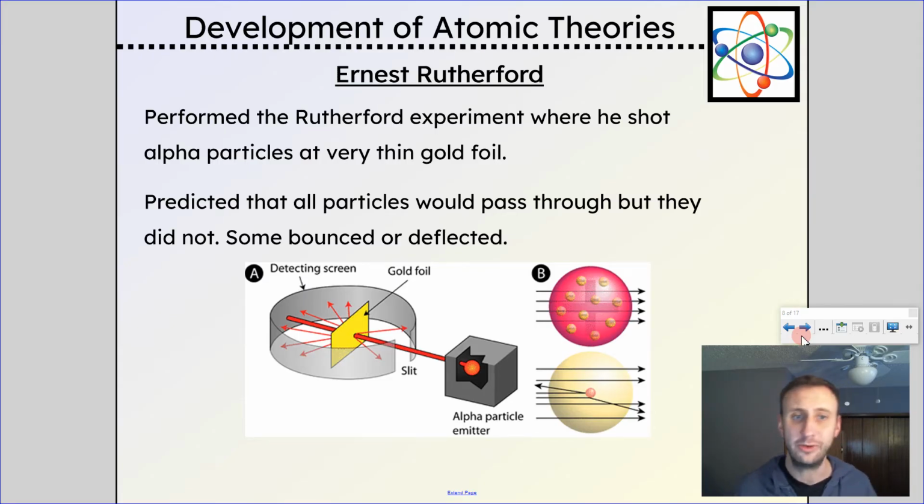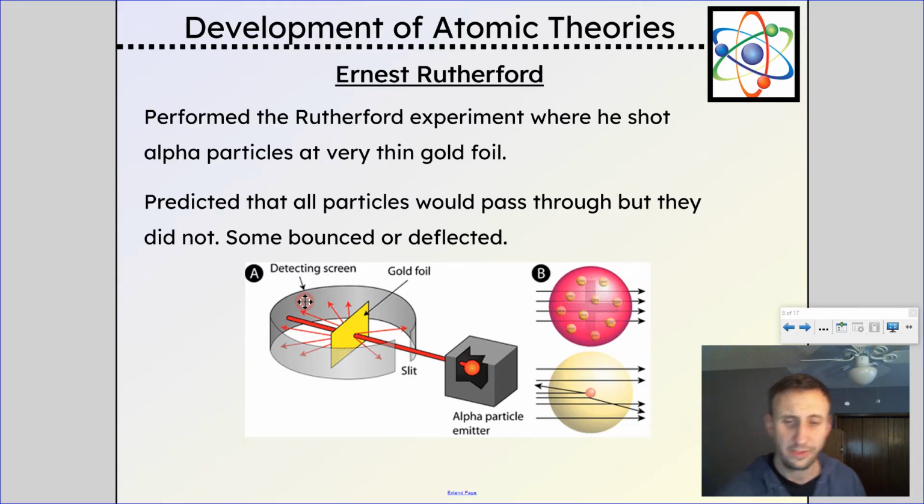But what he found is that some things actually were deflected or full on rebounded, bounced off of the gold foil. So like the alpha particle would come in and boom, bounce back here, or they would come in and boom, diverted a little bit to over here, when he expected everything to actually just go straight through.